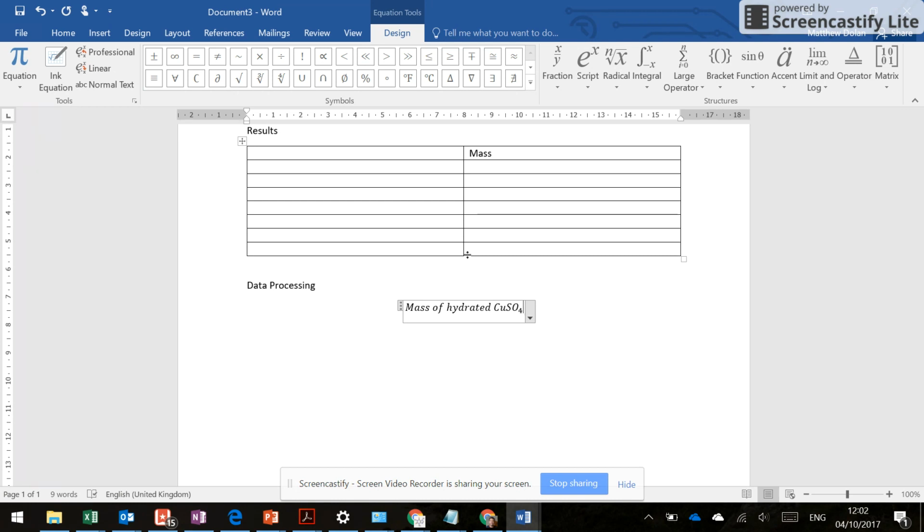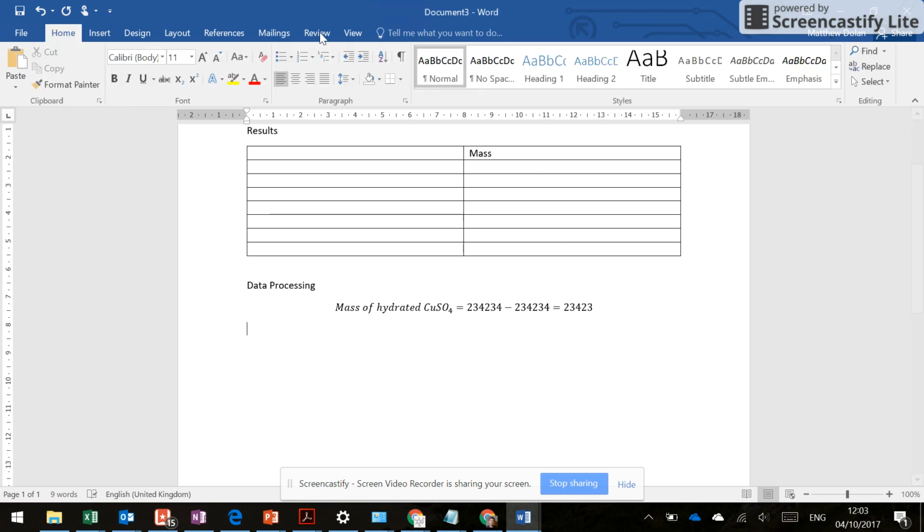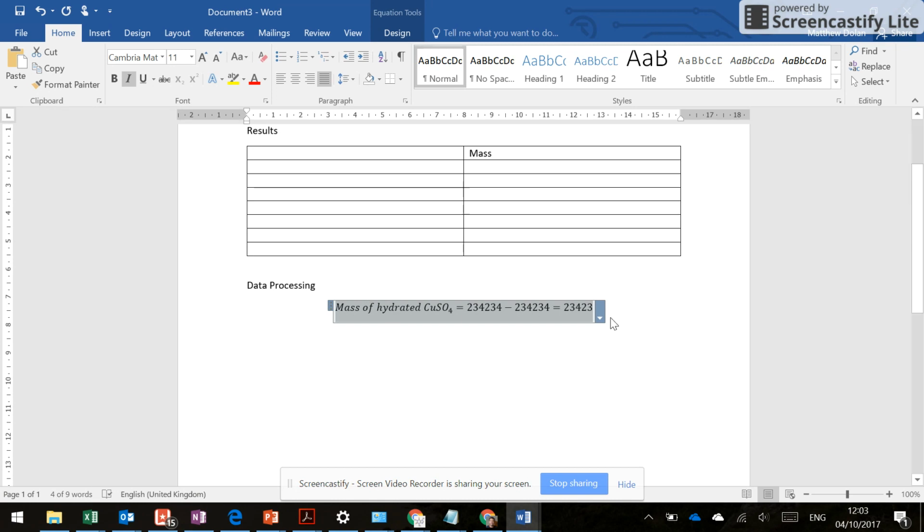Okay, so mass of hydrated copper sulfate equals, and it's a number minus another number equals a number. Okay? That's okay. And then we do that for different things. Then you can do insert a new equation for the mass of something else. You might want to do, for some of these equations, you might say, do you know what, that's very similar to the last one. Control C, paste another one in and edit it. That might be something you can do.